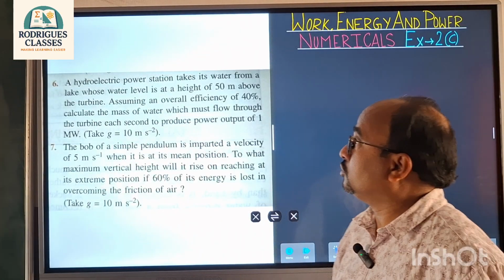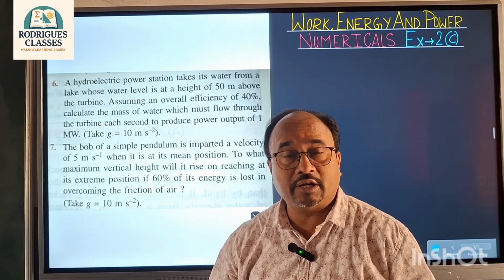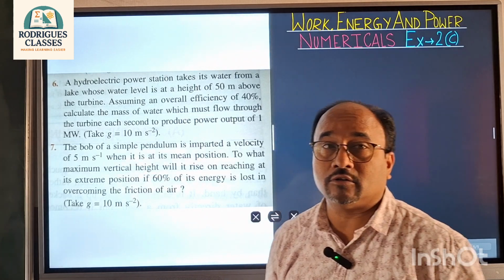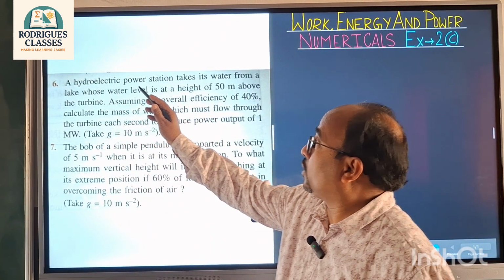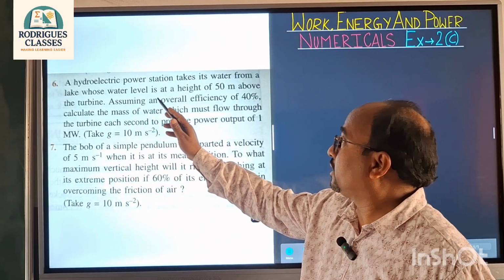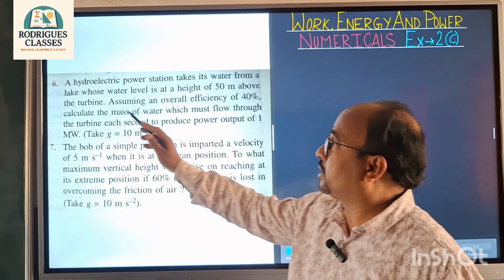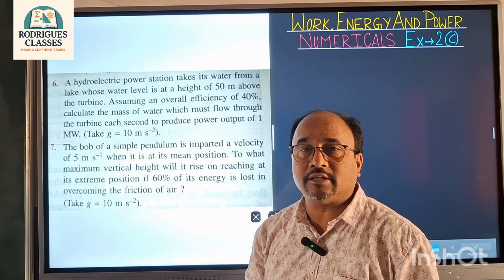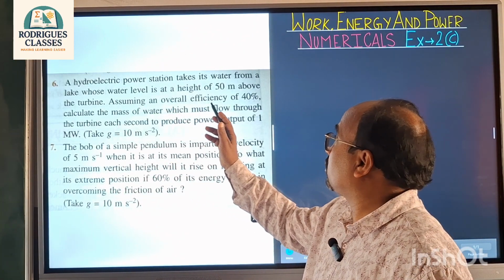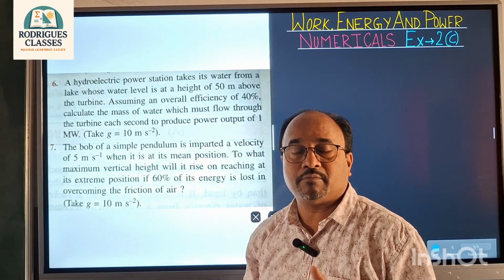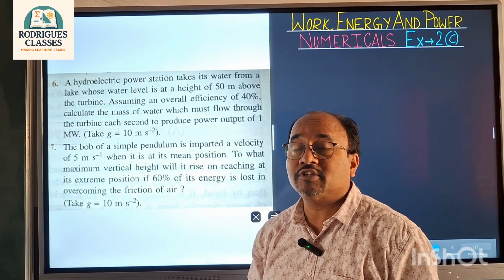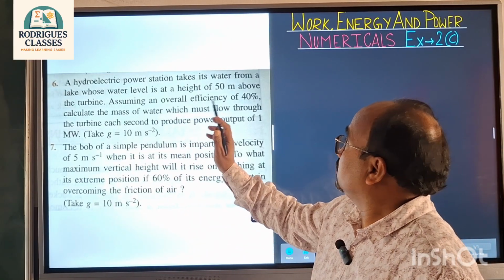Now let us come to numerical number 6. Numerical which needs to be understood properly. It is based on percentage part also. A hydroelectric power station takes its water from a lake whose water level is at a height 50 meter above the turbine. So where the turbine is placed, water level is 50 meter above it, assuming an overall efficiency of 40%. So the pump which will be there is having an efficiency of only 40%.